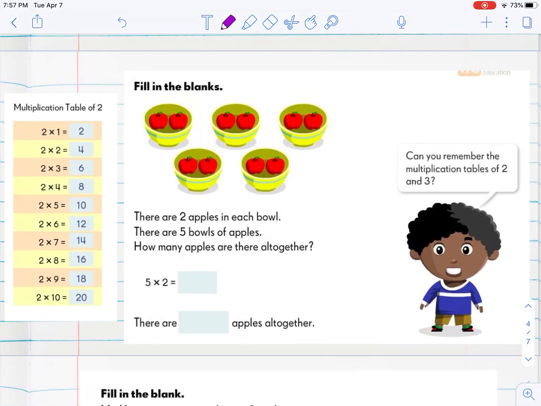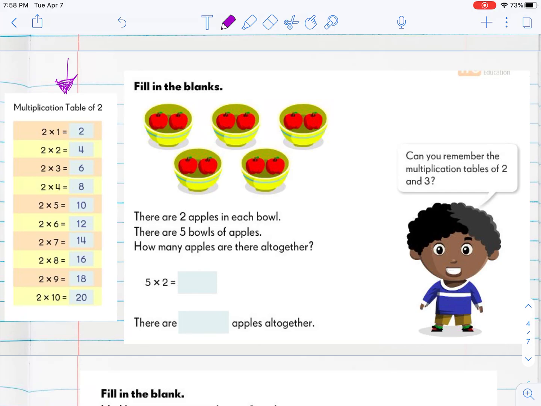Okay, here's the next one. Fill in the blanks. There are 2 apples in each bowl. There are 5 bowls of apples. How many apples are there all together? Okay, so he's asking us, can you remember your multiplication tables of 2 and 3? So this is the last problem. I've provided the multiplication table here for us, and then it's going to go away, okay?